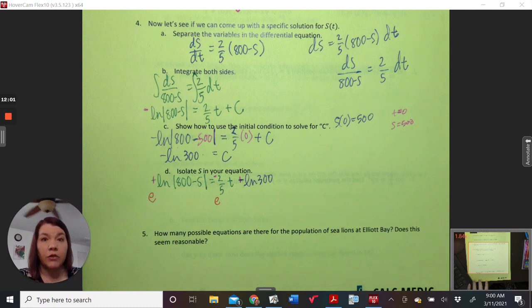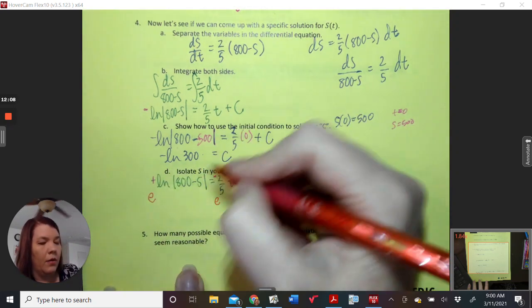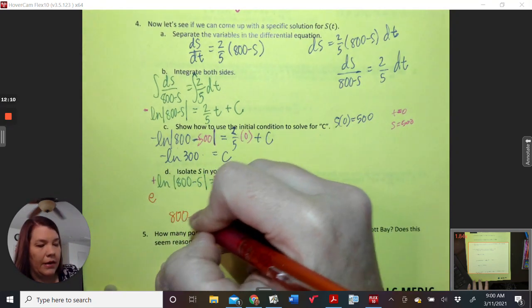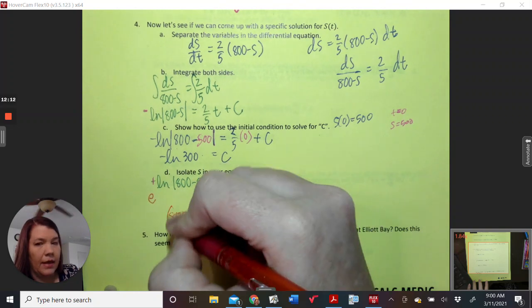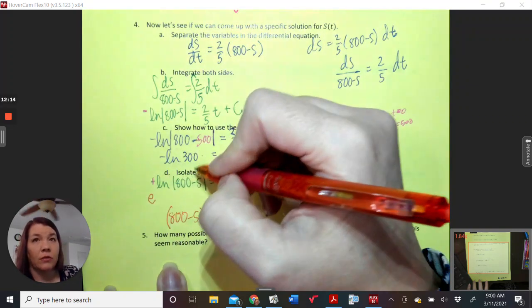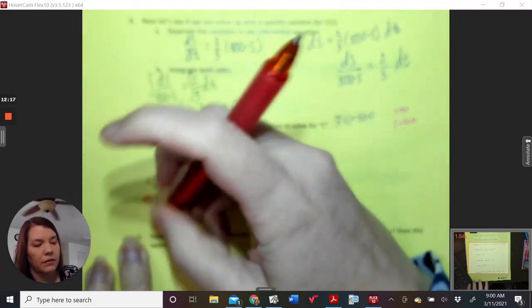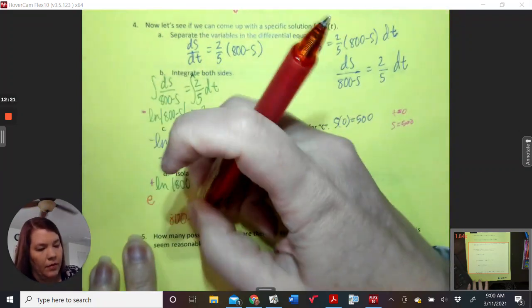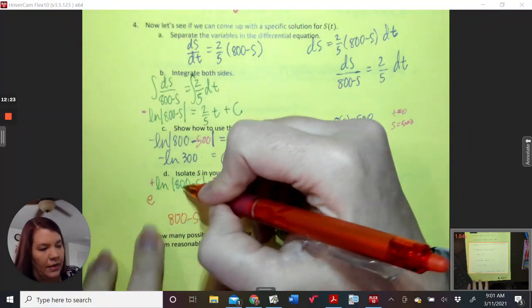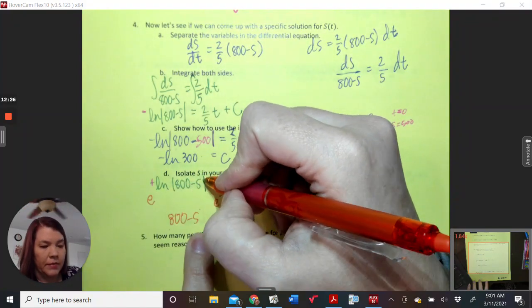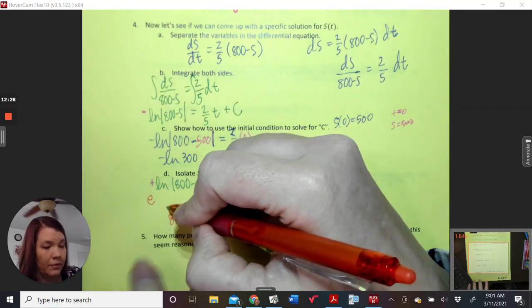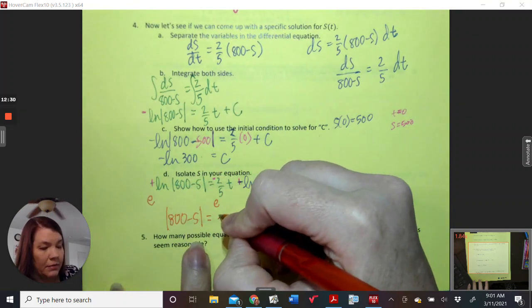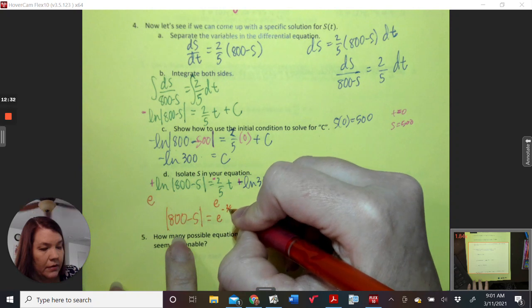Okay, so we end up with 800 minus s, and that's plus or minus because of the natural log. After making both sides e, this cancels out, and I'm left with this. Since it's that absolute value, put the absolute value back. This side becomes e to the negative 2/5 t plus ln 300, right?